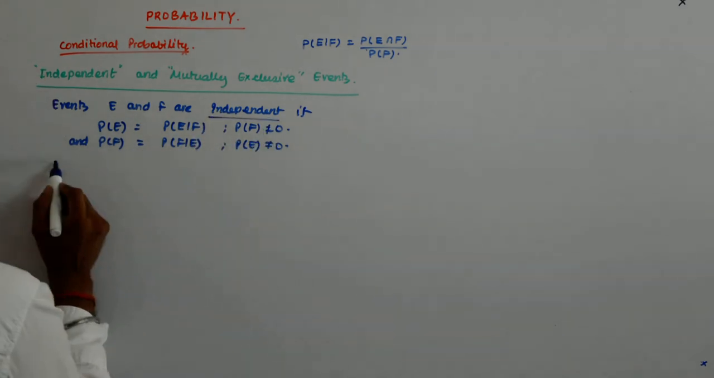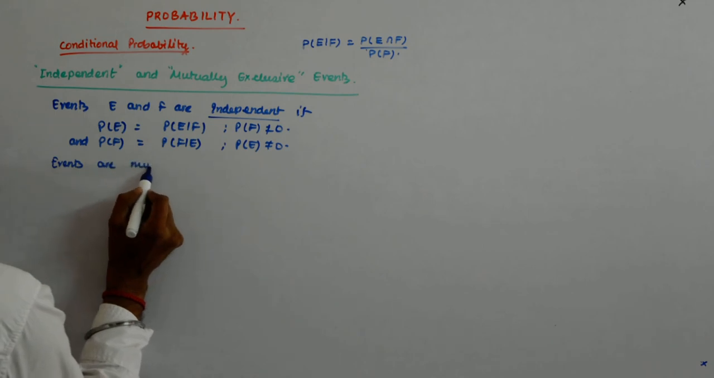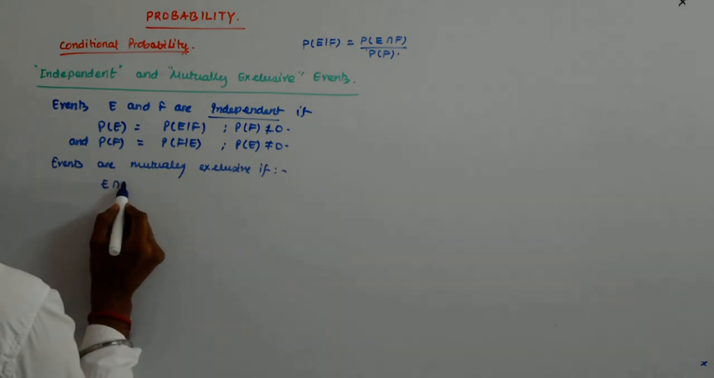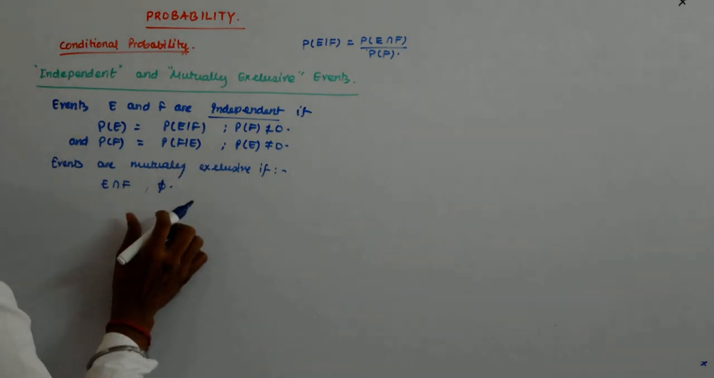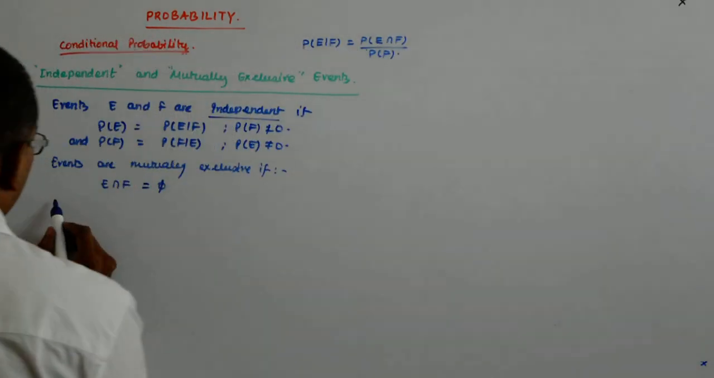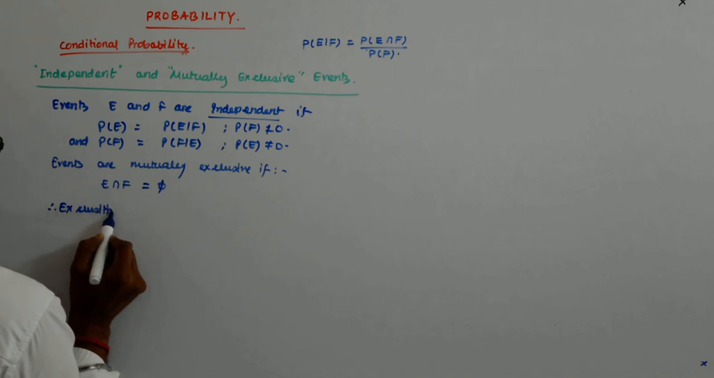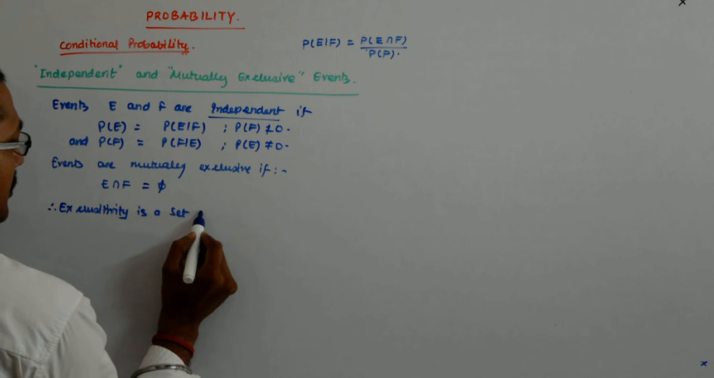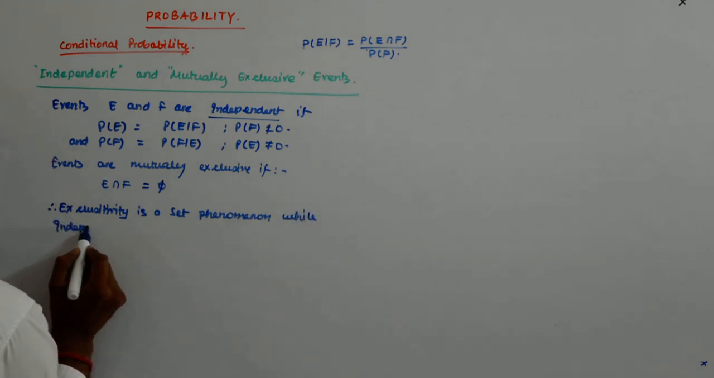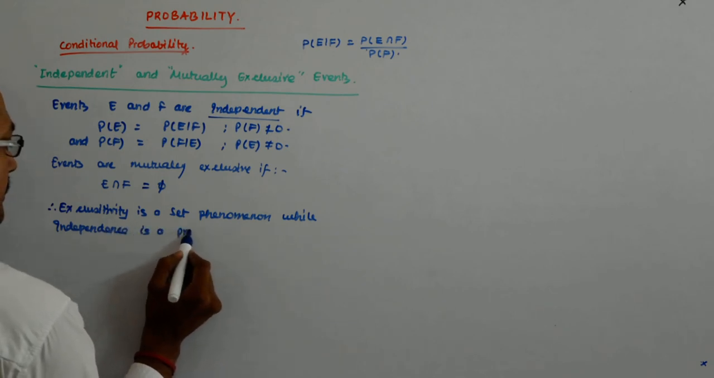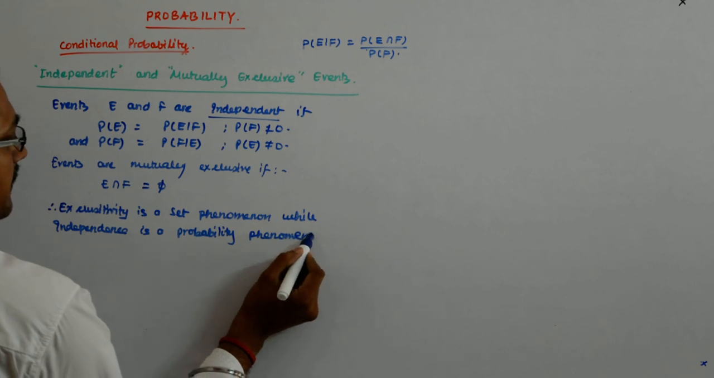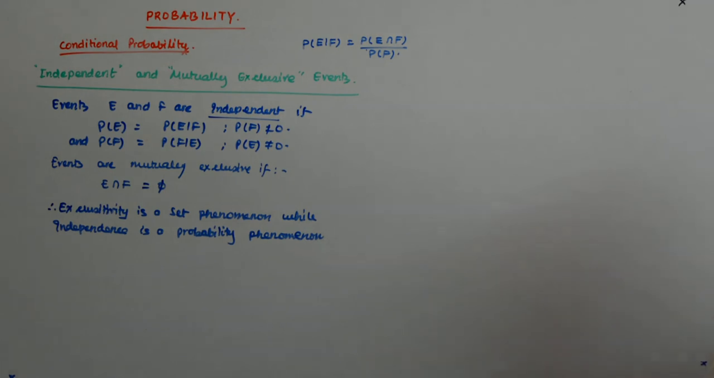So this is independence. Events are mutually exclusive if E intersection F is a null set. So exclusivity is a set phenomenon, while independence is a probability phenomenon. Many a time you'll get confused.